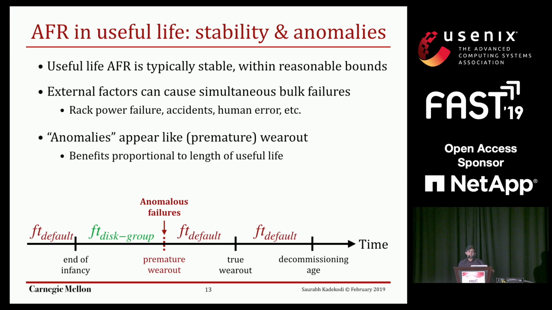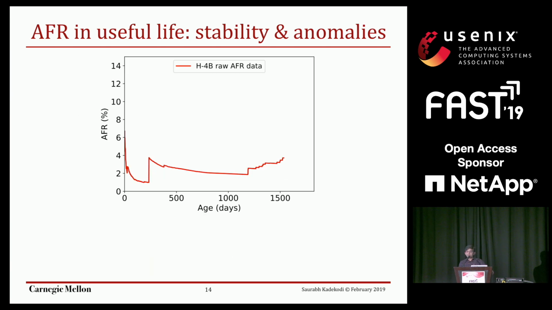Now, the benefits of HeART are proportional to the length of useful life. And so we'd like to make sure that if a failure rate increase happens, it's due to the disks themselves and not due to external factors. So let me show you an example. This is the bathtub curve of disk group H4B from the dataset we analyzed. And immediately you can observe that there are these vertical spikes, which are not characteristic of a typical bathtub curve. And these are possibly due to simultaneous bulk failures that happened during the disk's lifetime.